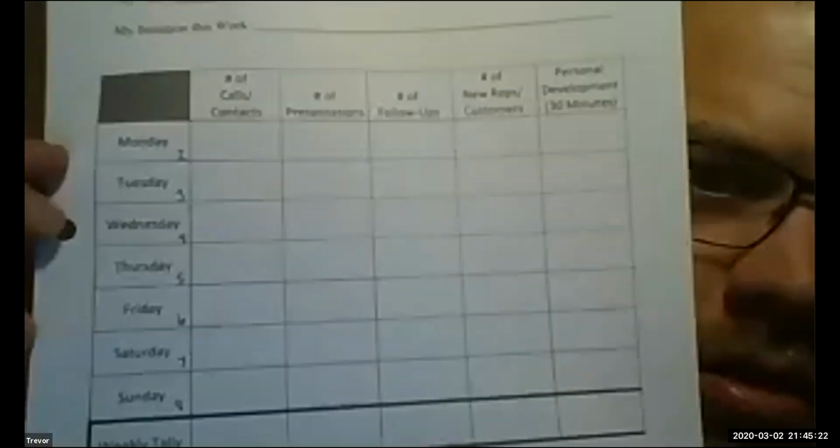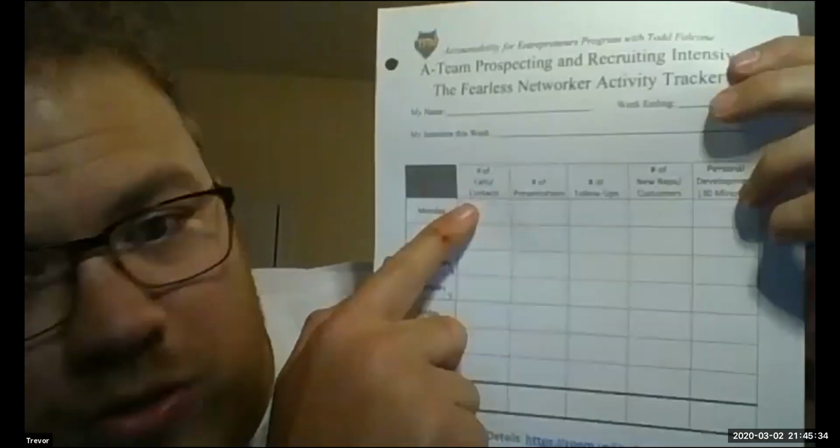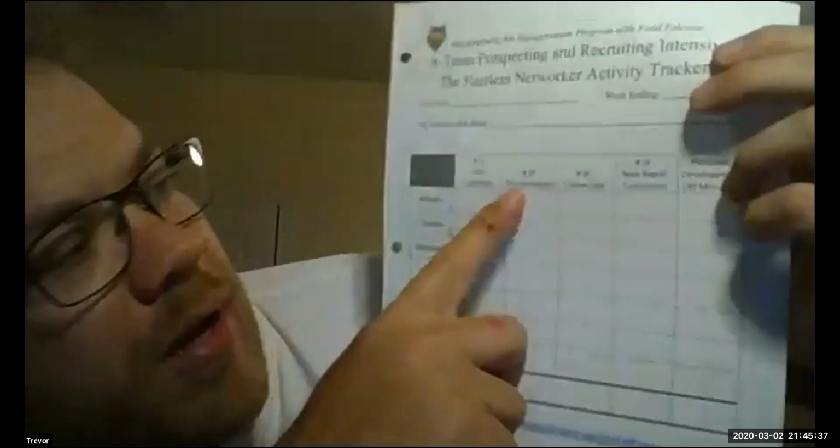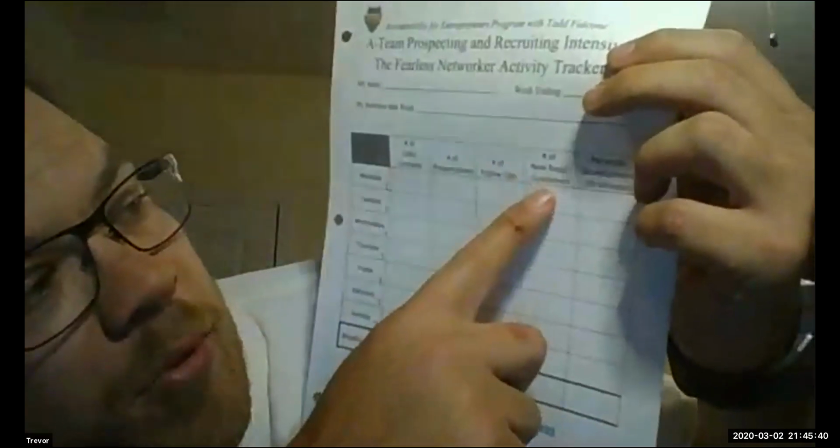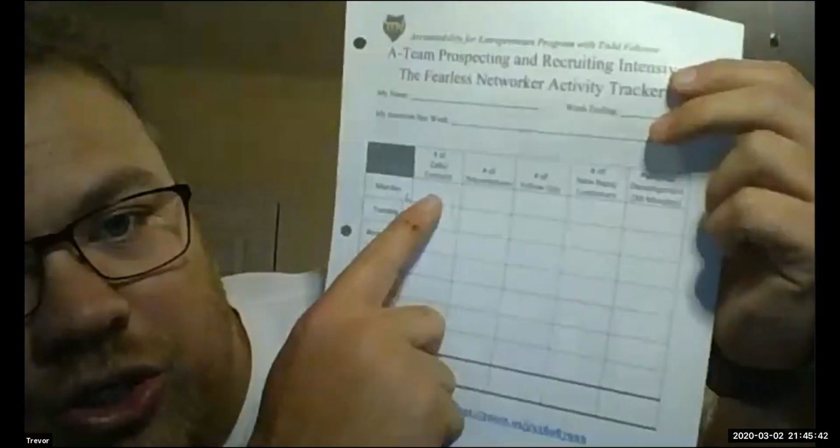I will show you this. I can put this in the group. This is like a prospecting thing. It's kind of backwards, isn't it? It has Monday through Sunday. This one here says calls, number of calls and contacts, number of presentations, number of follow-ups, number of new customers, and personal development. So you can go through and mark your numbers for the past week. And then this is what a completed one looks like.